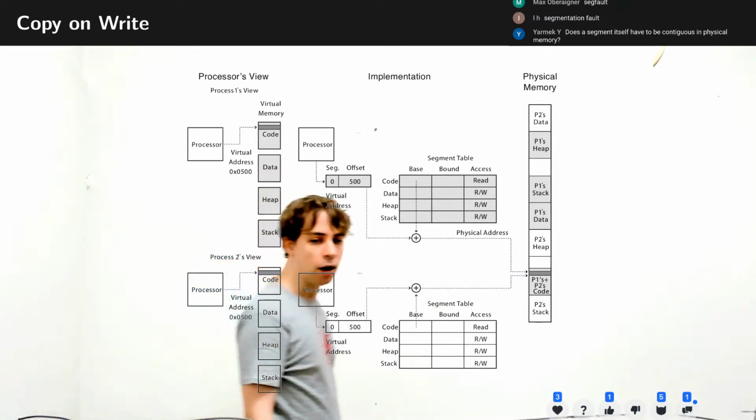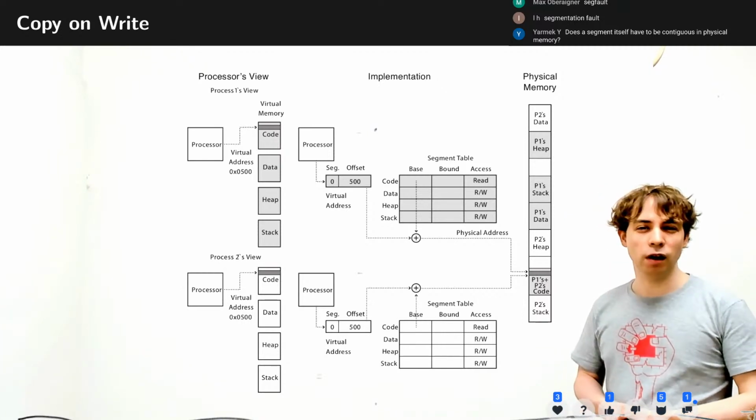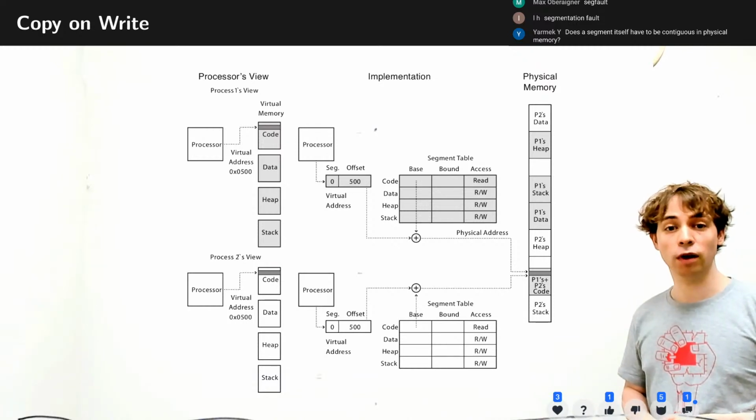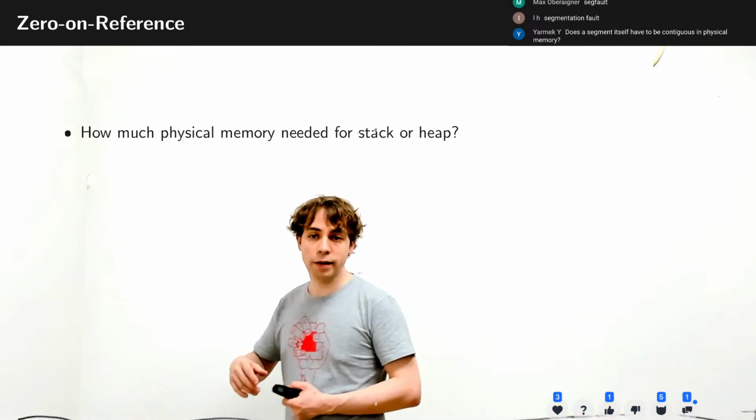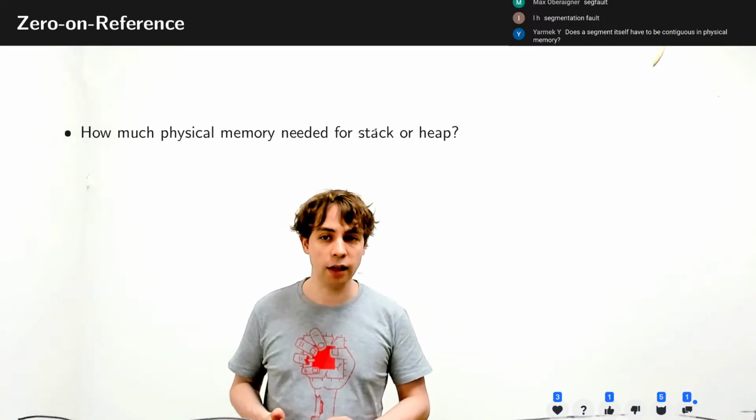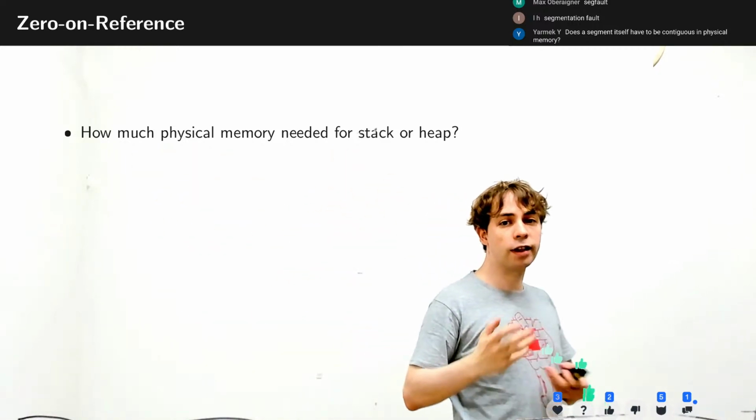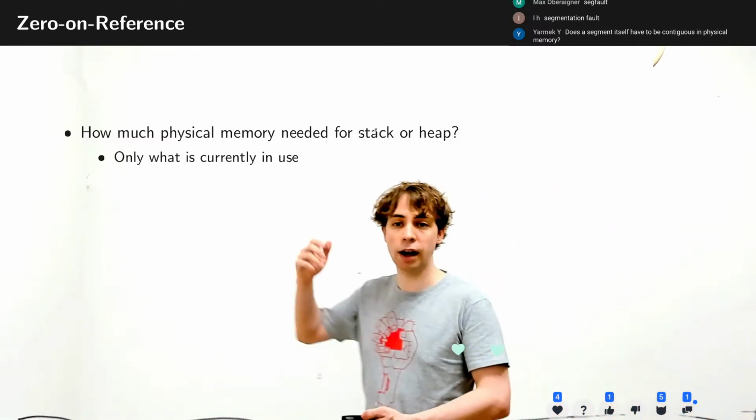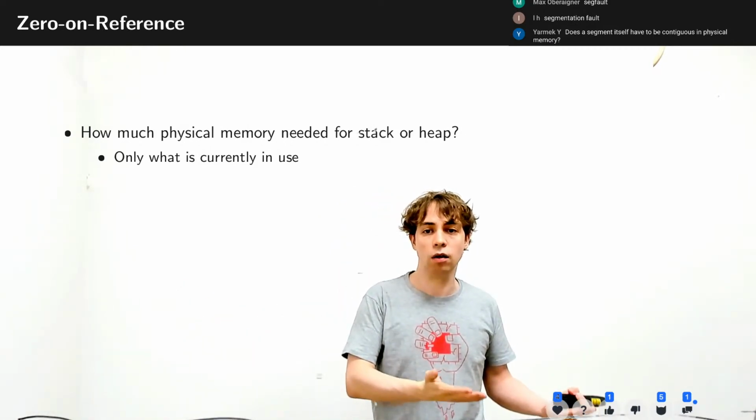We can also implement something similar to copy on write, and this is something that we today more commonly use under the name of on-demand allocation. So we will allocate memory on demand. And if you talk about segmentation, you can also call this zero on reference. The question I need to answer here is, how much physical memory does a process actually need for the stack or the heap? This is runtime determined, so we don't know how much memory we will actually need. Basically we always want to just provide the memory that we actually currently use.